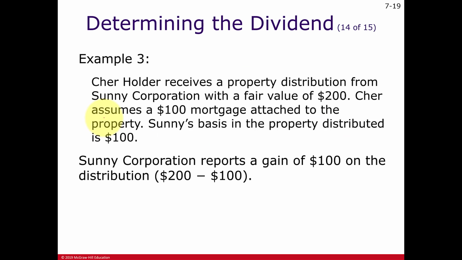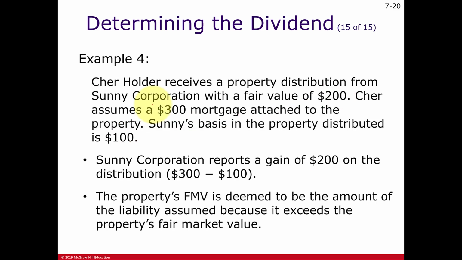So for example, our shareholder receives property from Sunny Corporation. The value is 200. She's going to assume a mortgage of 100. And the cost basis to Sunny Corporation is 100. So value minus the cost basis is going to equal the gain Sunny Corporation has to report. Now, what is she going to report as a dividend? Assuming there's sufficient earnings and profits, she has the value, no cash, right? Just the value of the property, minus the mortgage, so her dividend would be 100 also.